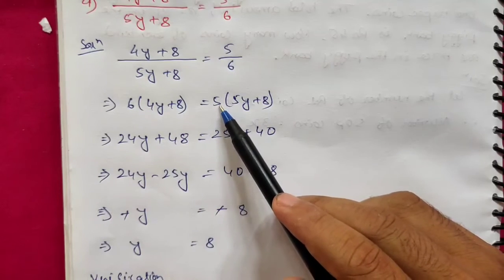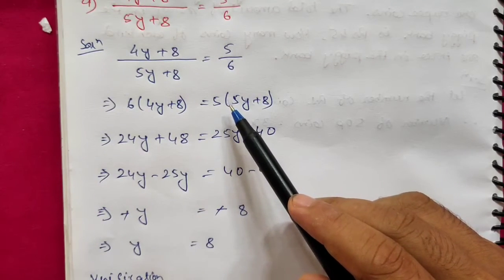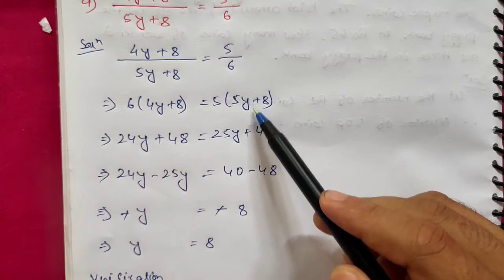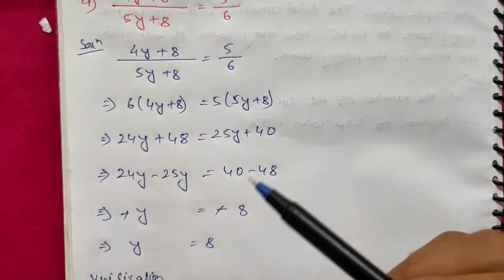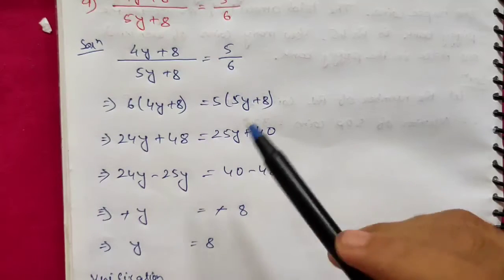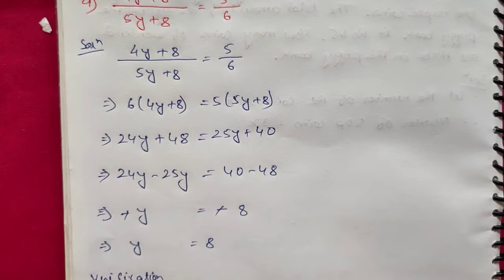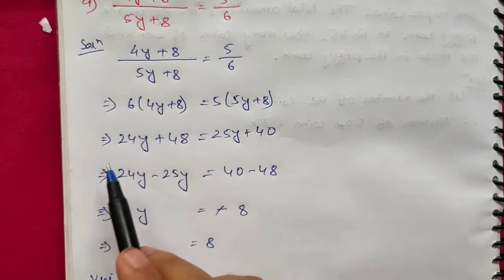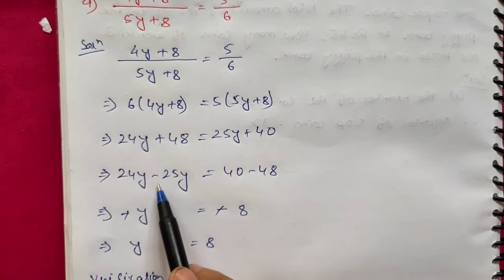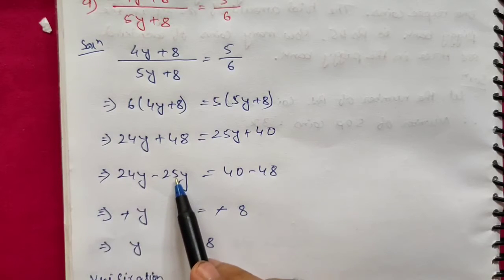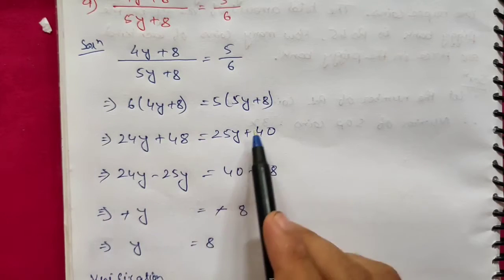After that we have multiplied 5 with 5. 5 into 5 is 25y. Then plus sign plus 5 into 8 is what? 40, right? Now we know that we have to bring the variables on one side and constant to the other side by transposing method, right? So here we bring this 25y to the left hand side and it was plus. In the process it became minus, so 24y minus 25y equals 40, right?